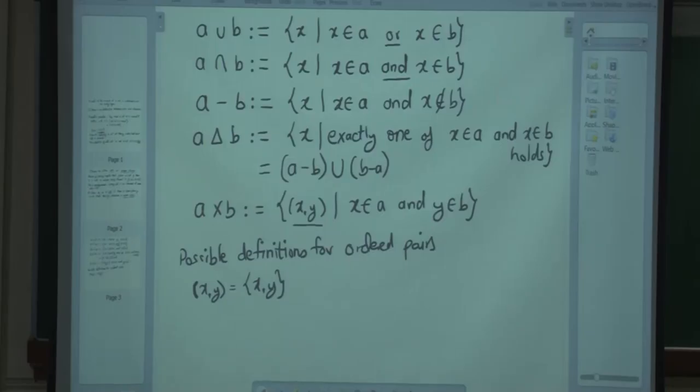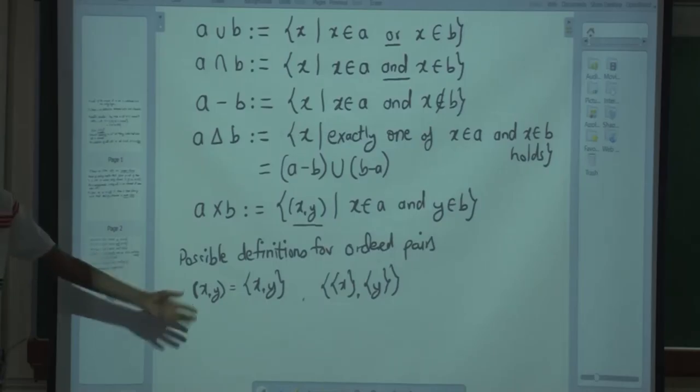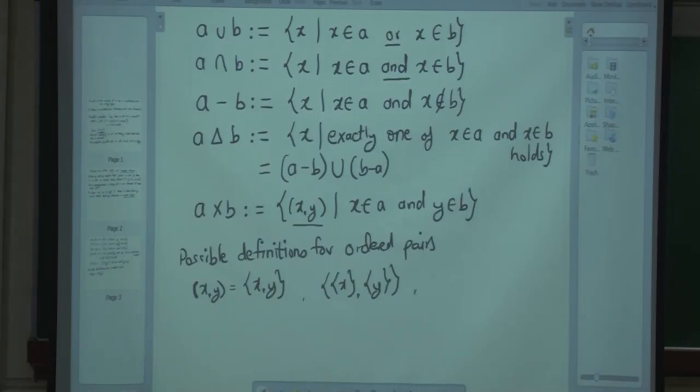What else can we do? Can we do this? So X Y and Y X, will those two ordered pairs be different or same with respect to this definition? Same. So this is also not useful. You can do something like X0 and Y1. X0 and Y1, very good. How should I write X0? Like X and the null set, like a set with X and the null set.